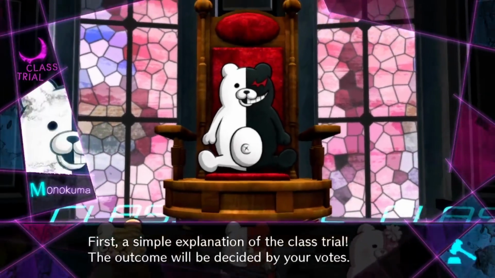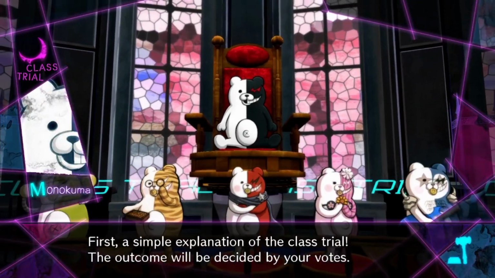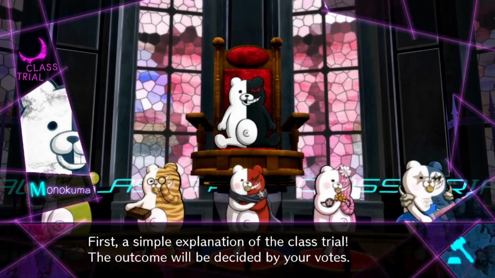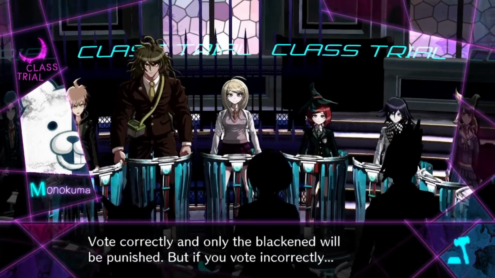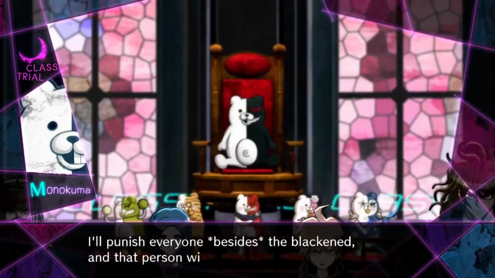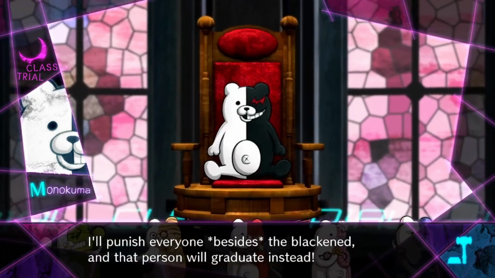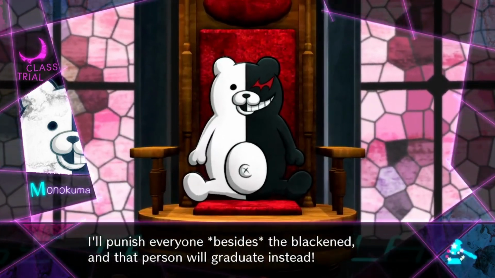First, a simple explanation of the class trial. The outcome will be decided by your votes. Vote correctly and only the blackened will be punished. But if you vote incorrectly, I'll punish everyone besides the blackened, and that person will graduate instead.